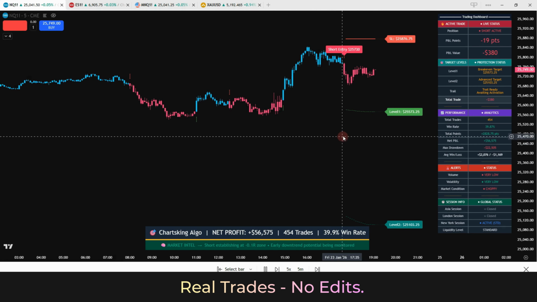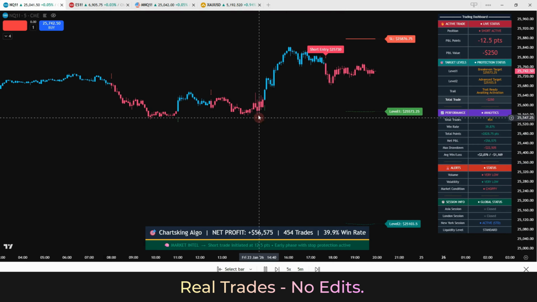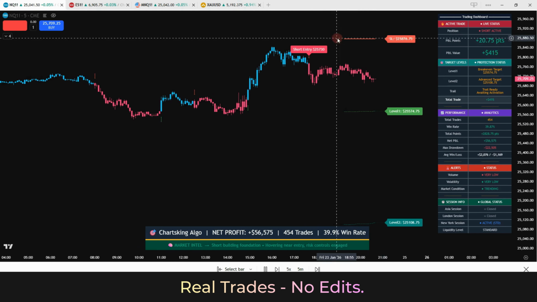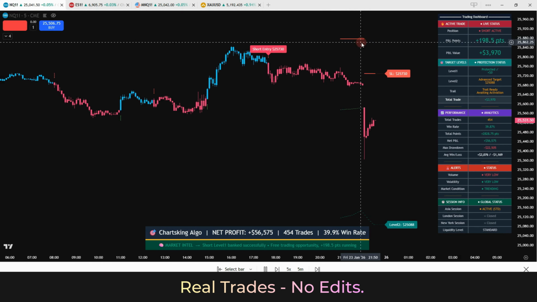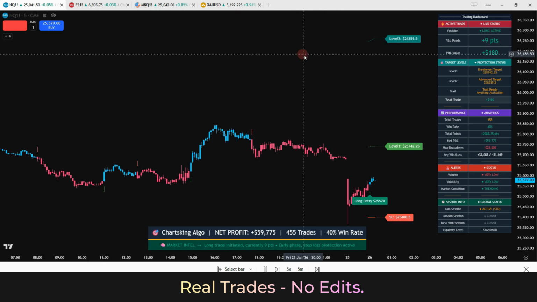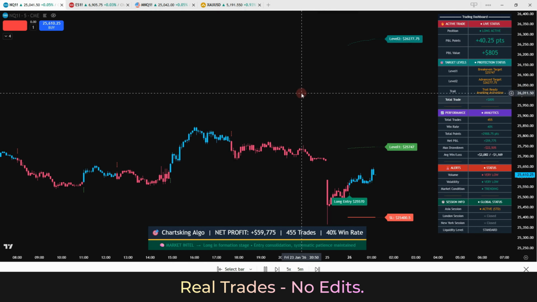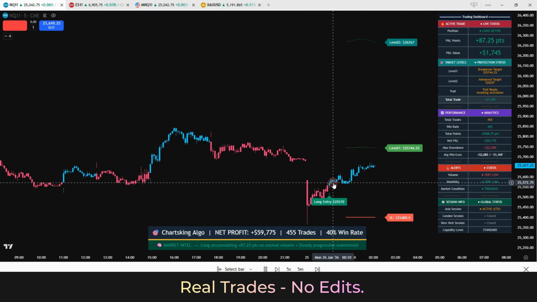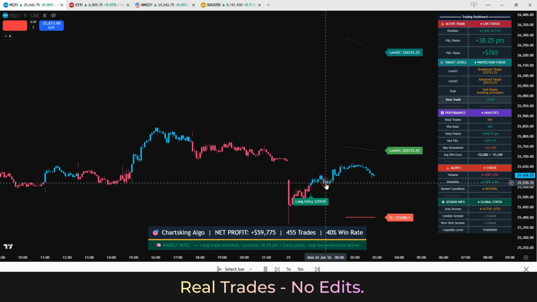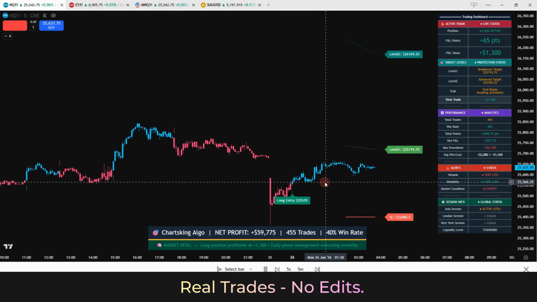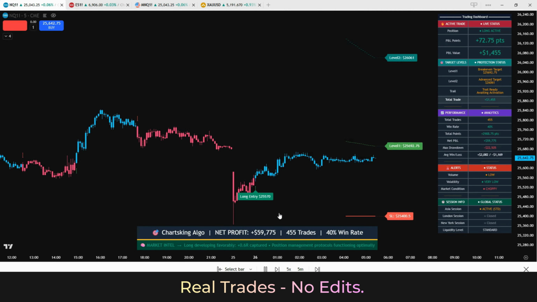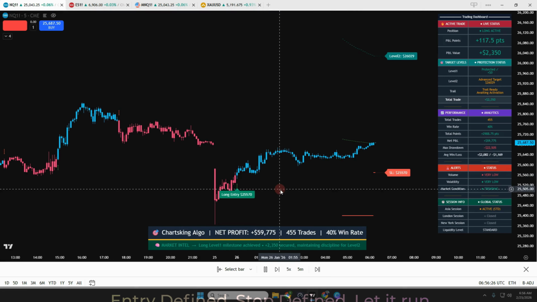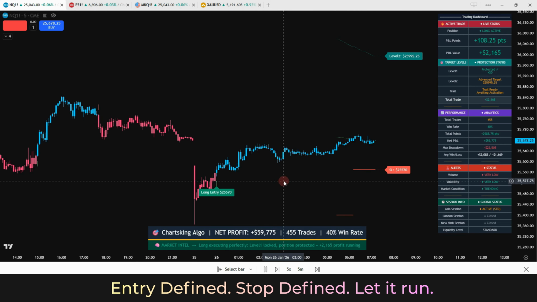The algo has already defined your stop. That's your risk. That's your stop. Fixed, known, no surprises. And now we let the trade breathe. Now, this is the part where most traders get it wrong. They exit too early. They get nervous. The algo removes that emotion.